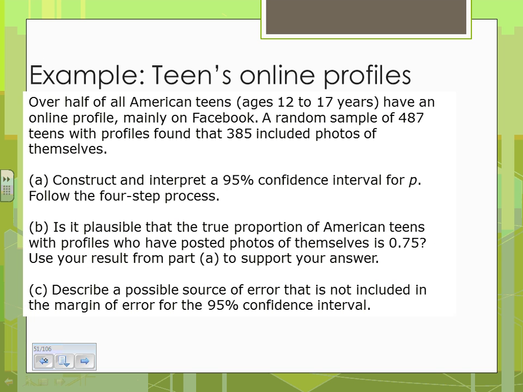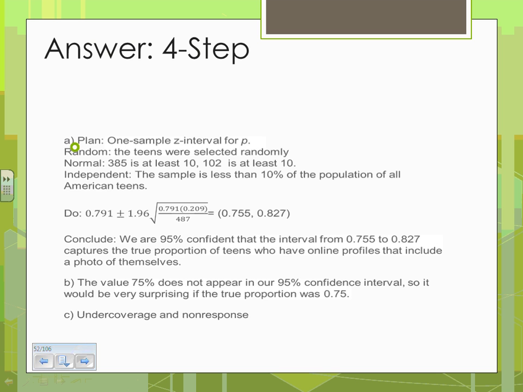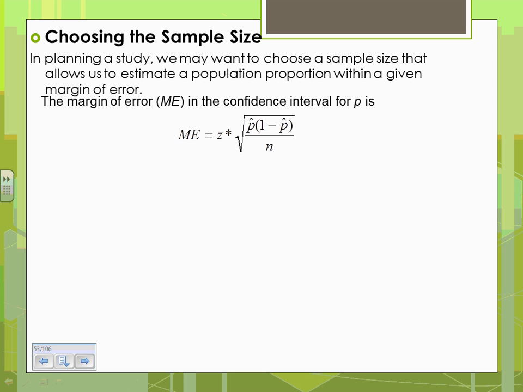So I would definitely want to do this one, kind of go back when it says, is it plausible that the true proportions of American teens with profiles who have posted photos of themselves as 0.75? Use your results from A. So if I got an interval here and 0.75 was not included in it, then I would definitely be thinking that something was up, okay? So it would be very surprising if the true proportion was 0.75. You could go challenge that. So you have statistical evidence that it's probably not. So this would be a really good one. Make sure you're looking through that. Okay, so again, the margin of error here is your z star times your standard error.